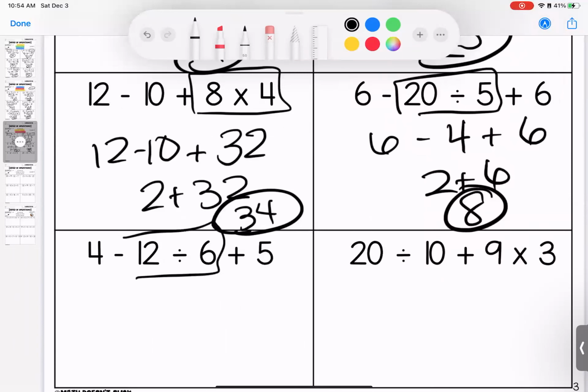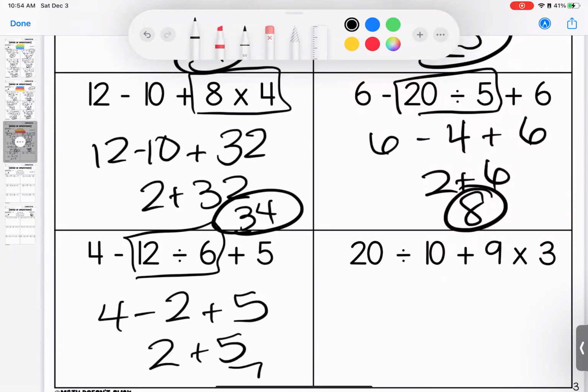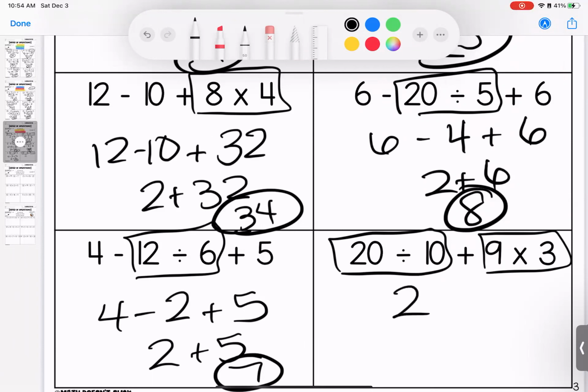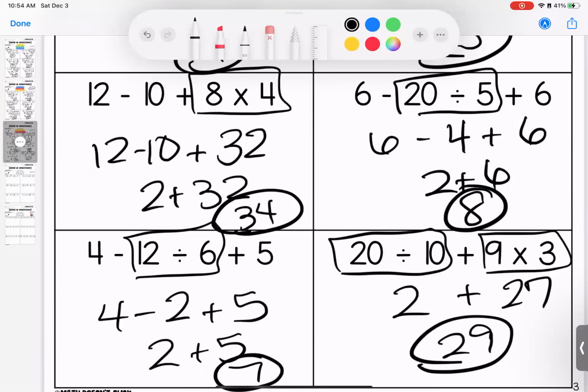We have a division in the middle here. 12 divided by 6 is 2. Rewrite. 4 take away 2 is 2. 2 plus 5 is 7. We have a double here. We have a divide and a multiply. Do them in the order that you see them. 20 divided by 10 is 2. 9 times 3 is 27. Add them. Answers 29. That is the end of page 3.